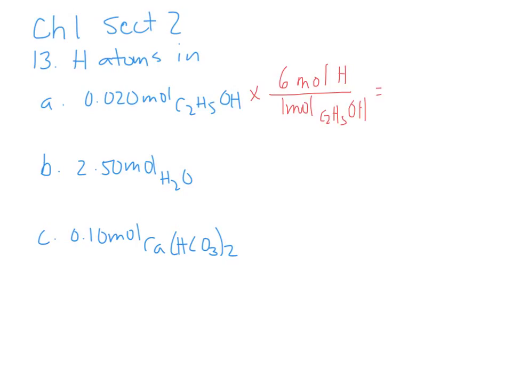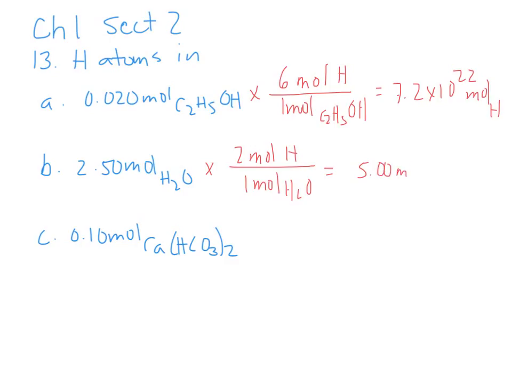So that means that 0.02 moles of C2H5OH is going to be 7.2 times 10 to the 22nd atoms of hydrogen. And using the same process, or as IB likes to say, process, I have 2 moles of hydrogen in 1 mole of H2O. So this is going to become 5 moles of hydrogen.